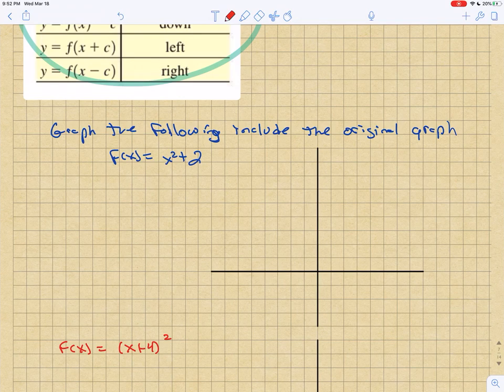So let's look at some examples. Graph the following, including the original graph. So f of x equals x squared would be the original. So here it is, 2, 4, 2, 4. All right, if I wanted to look at a table, x, y, I'd say negative 2, negative 1, 0, 1, 2. I process those into the x squared: 4, 1, 0, 1, 4.